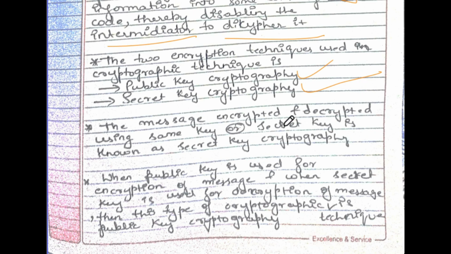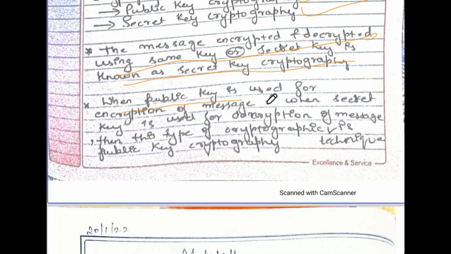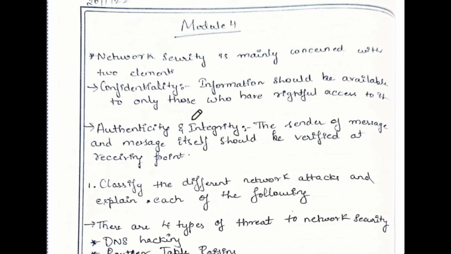The message encrypted and decrypted using the same key, which is our secret key, is known as secret key cryptography. When the public key is used for encryption of message and the secret key is used for decryption of message, this type of cryptography is known as public key cryptography.